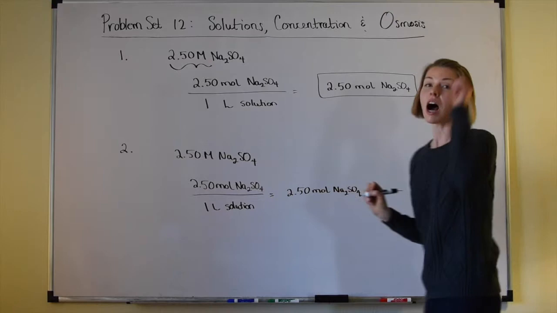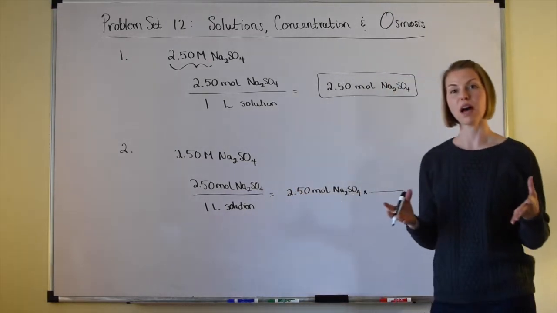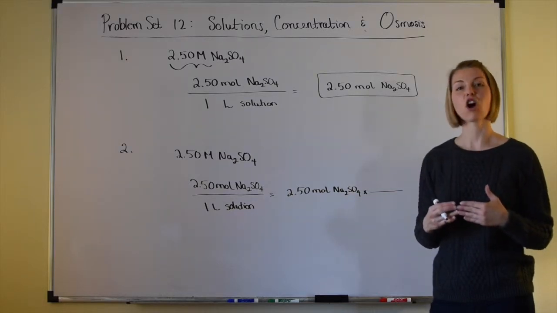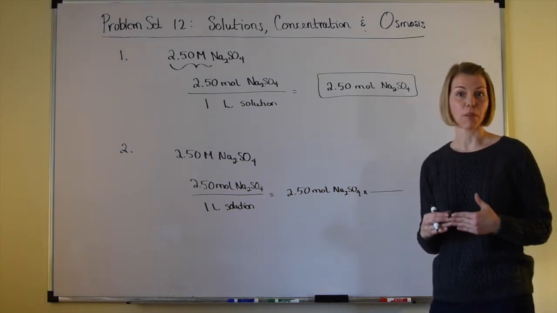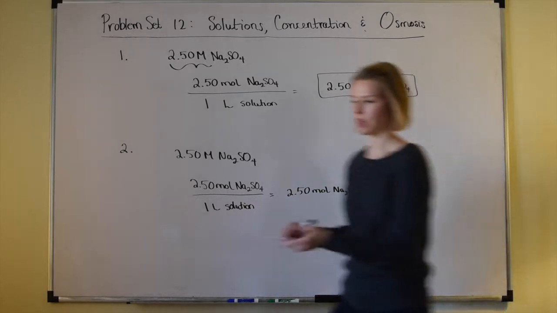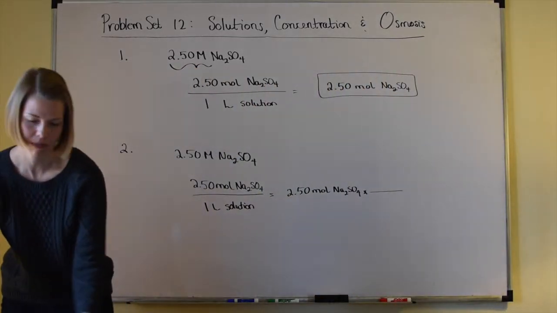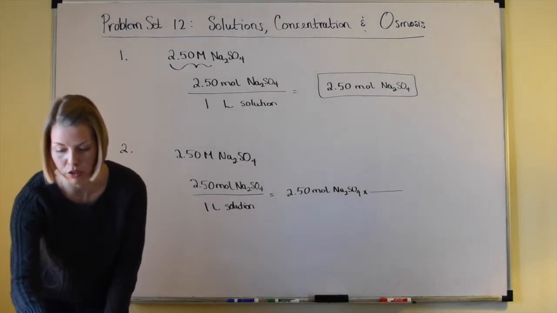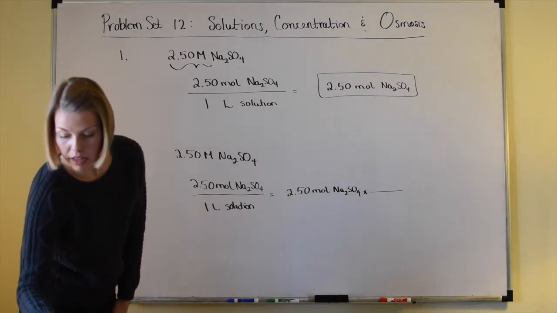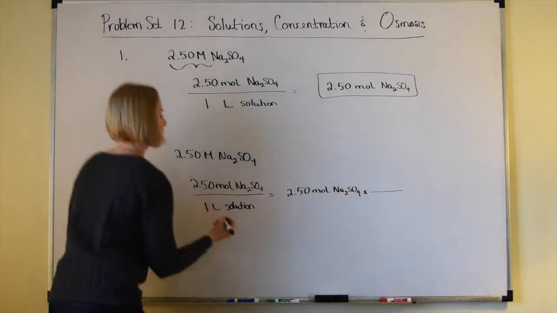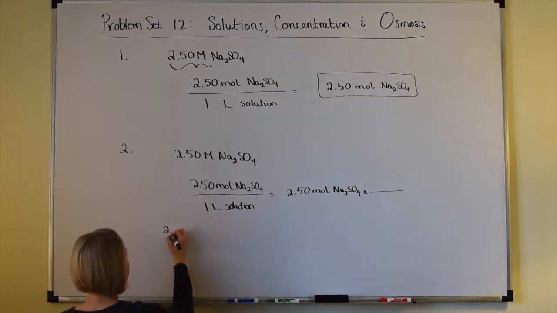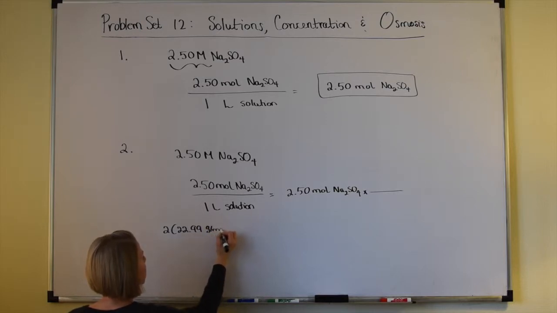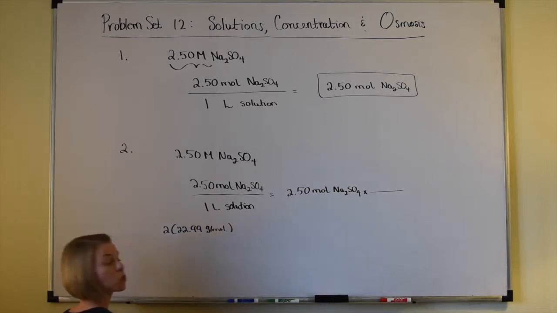Hopefully you remember a special conversion factor that we learned about to convert between grams of a substance and moles of a substance. It's called molar mass, and we get it from the periodic table. So I'm going to go ahead and open up a periodic table here, and I'm going to look up the molar mass for sodium sulfate. So sodium is 22.99 grams per mole, and there are 2 of them. So 2 times the 22.99 grams per mole for my 2 sodiums, 2 moles of sodiums.